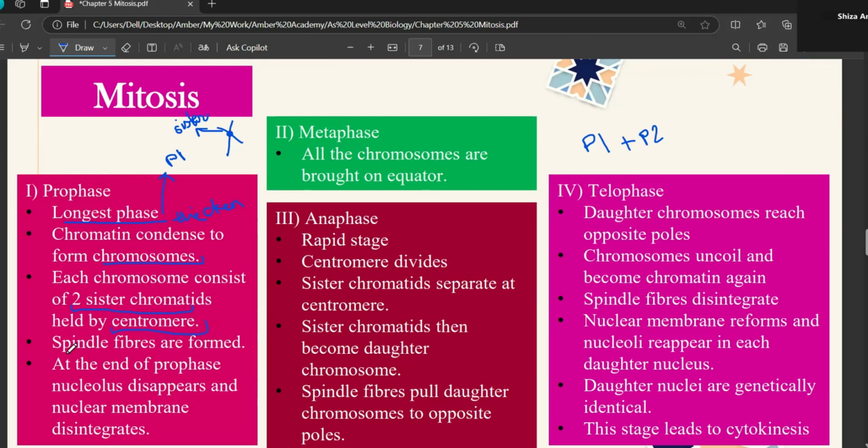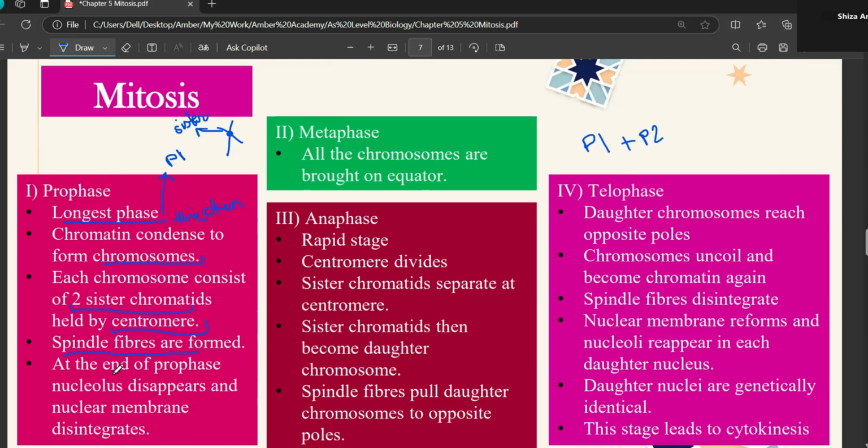Then we'll say that spindle fibers are formed. I'll explain what spindle fibers are, but with a different example. I have an example for spindle fibers, I'll let you know. But you need to remember this detail as well, that spindle fibers are formed.